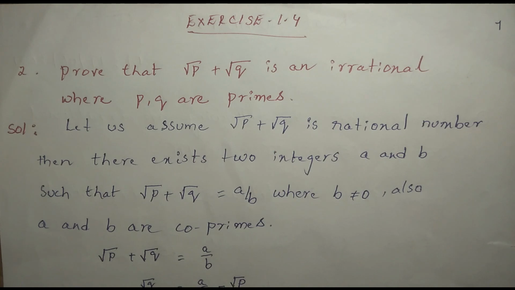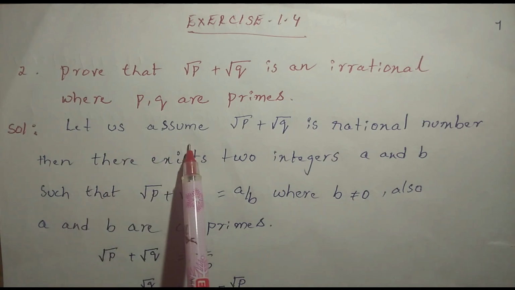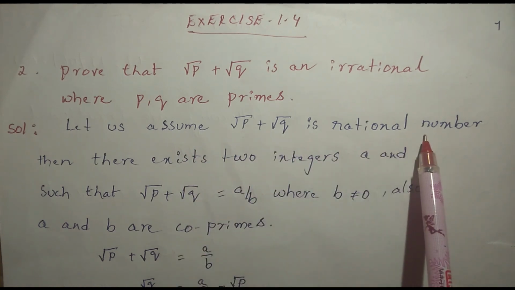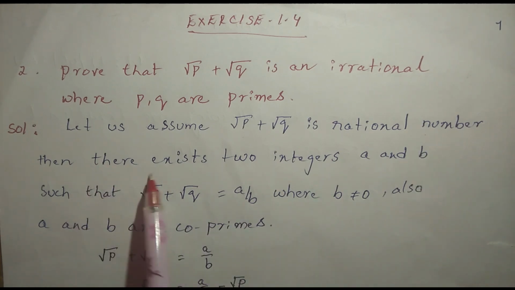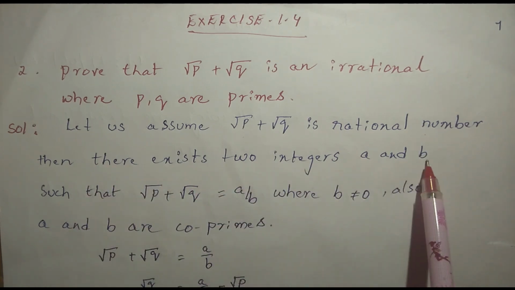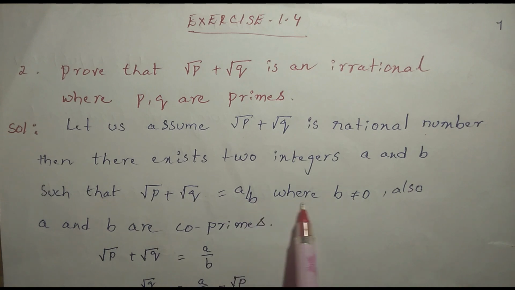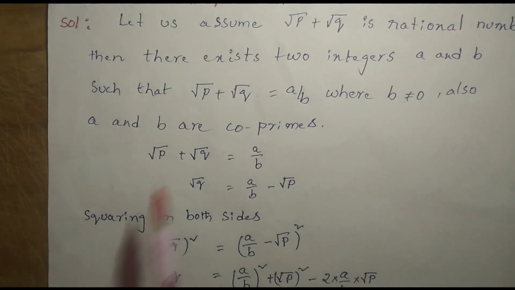So this is also followed by the contradiction method. Let us assume that root p plus root q is a rational number. Then there exist two integers a and b such that root p plus root q equals a by b, where b is not equal to 0. Also, a and b must be co-primes.